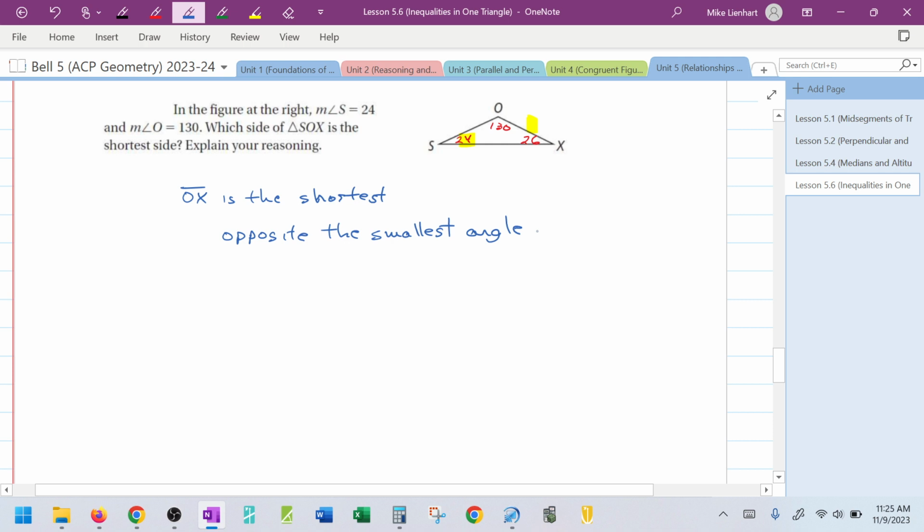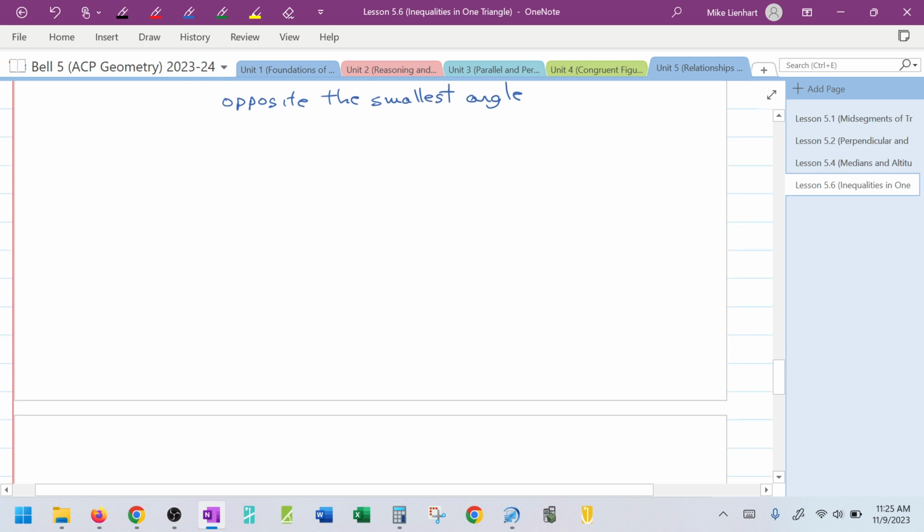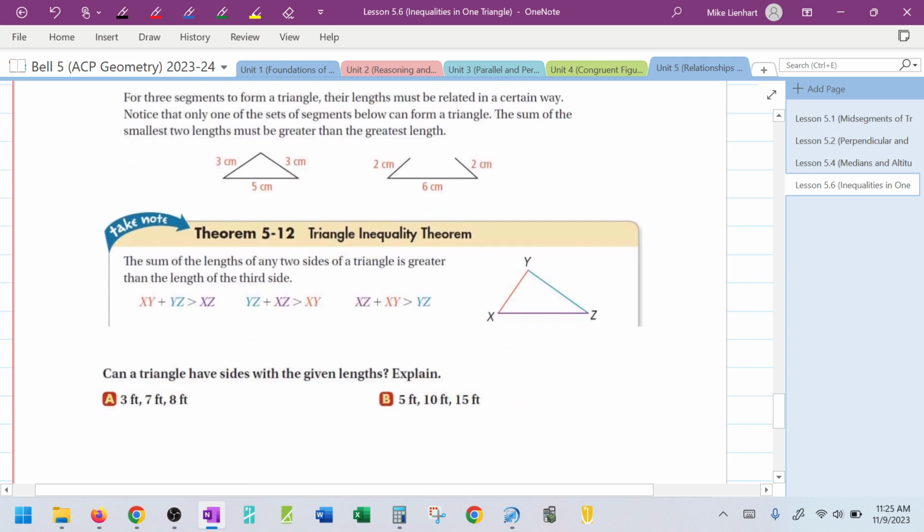Okay, hopefully it's been a pretty easy lesson so far. Let's see how this is going to finish up for us. All right, this leads us to something called the triangle inequality theorem. This triangle inequality theorem determines whether a triangle can exist or not based off of the measurements of sides.